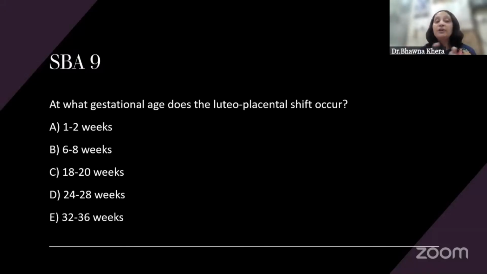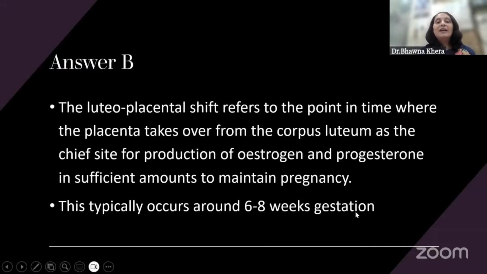That's a very, very important question, and let me tell you, this question has appeared in the recalls in the past papers multiple times, right? So at what age does the luteoplacental shift occur? The correct answer is 6 to 8 weeks. At 6 to 8 weeks, the luteoplacental shift refers to the point in time where the placenta takes over from the corpus luteum as the chief site of production of estrogen and progesterone in sufficient amounts to maintain the pregnancy. This typically occurs around 6 to 8 weeks of gestation.